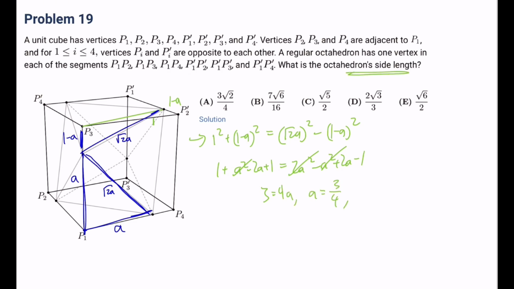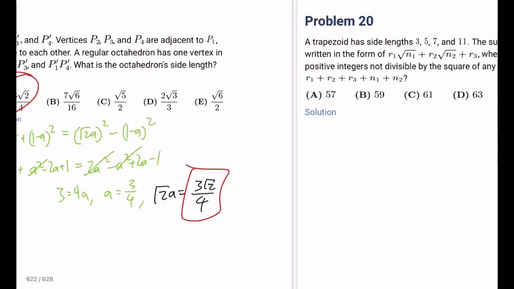We want the side length of the octahedron. That's going to be root 2a. So root 2a is 3 root 2 over 4, and that is our final answer. It's A. Problem number 20.